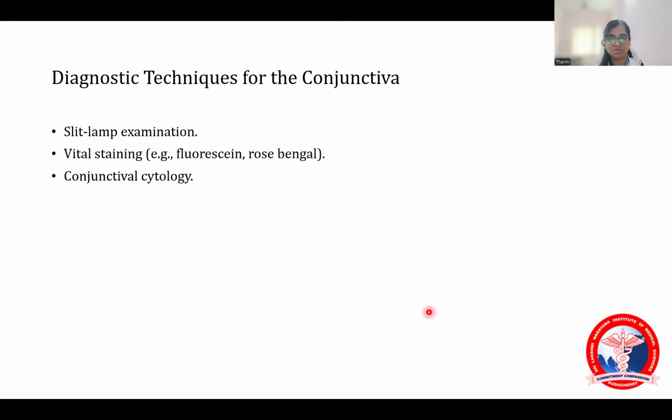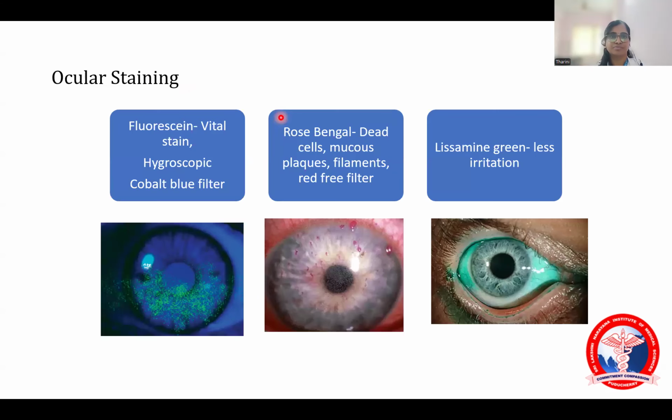Again, this is about the diseases of the conjunctiva, which we discussed. We have discussed red eye and diseases like conjunctivitis. Now, what are the diagnostic techniques available for the conjunctiva? How can we examine the conjunctiva? With a torchlight; other than that, we can do a slit lamp examination. Then we can do staining, vital staining with fluorescein or rose bengal, and finally conjunctival impression cytology.